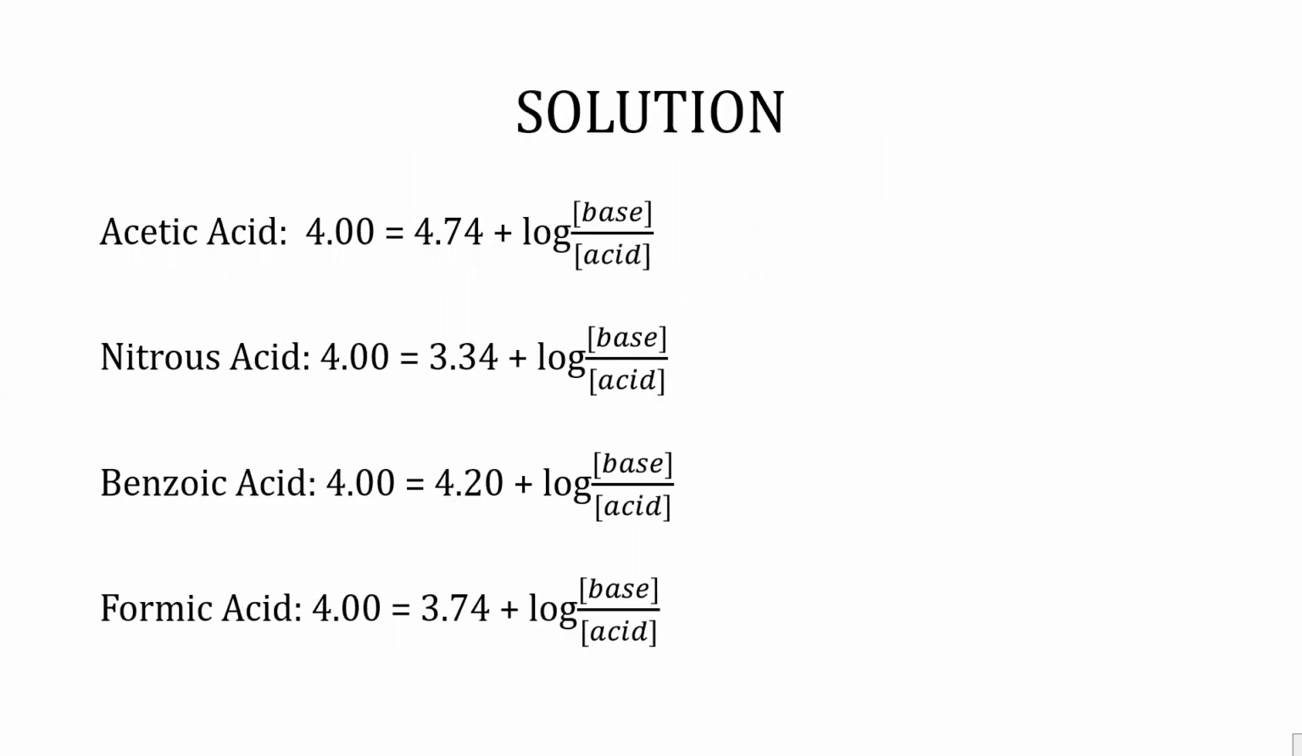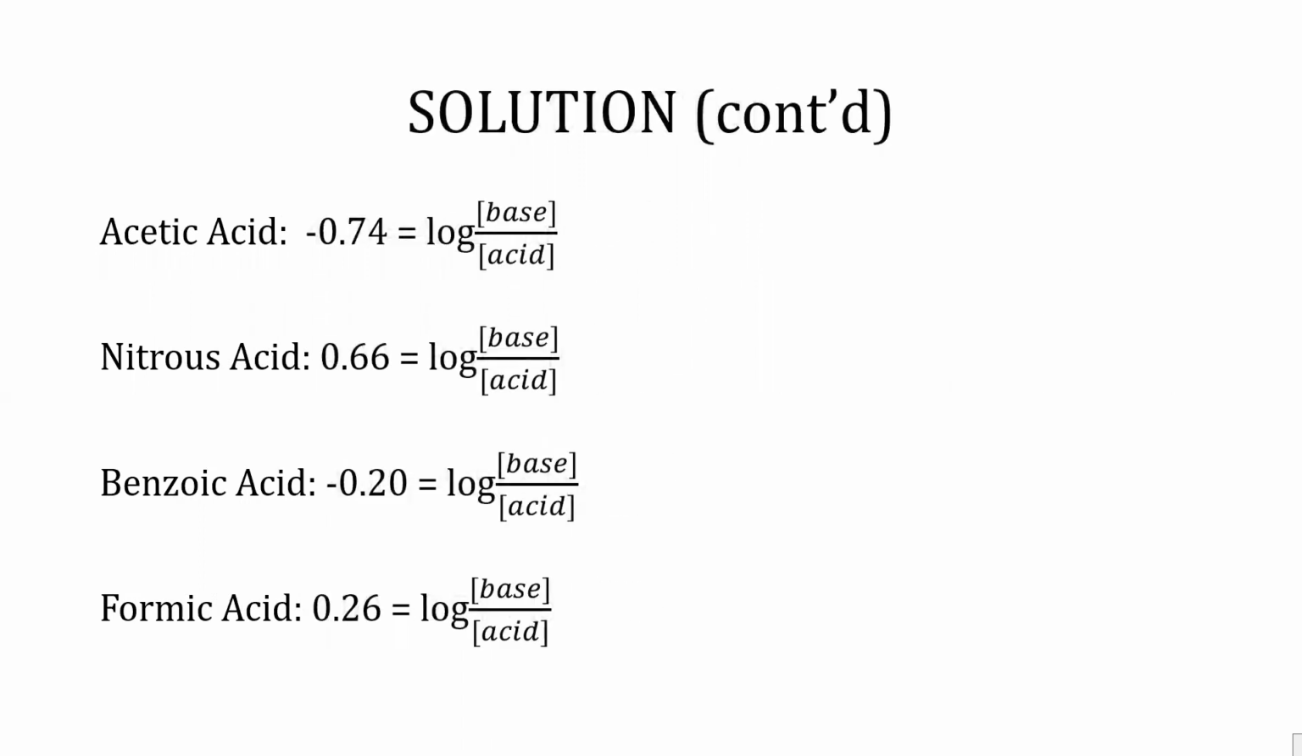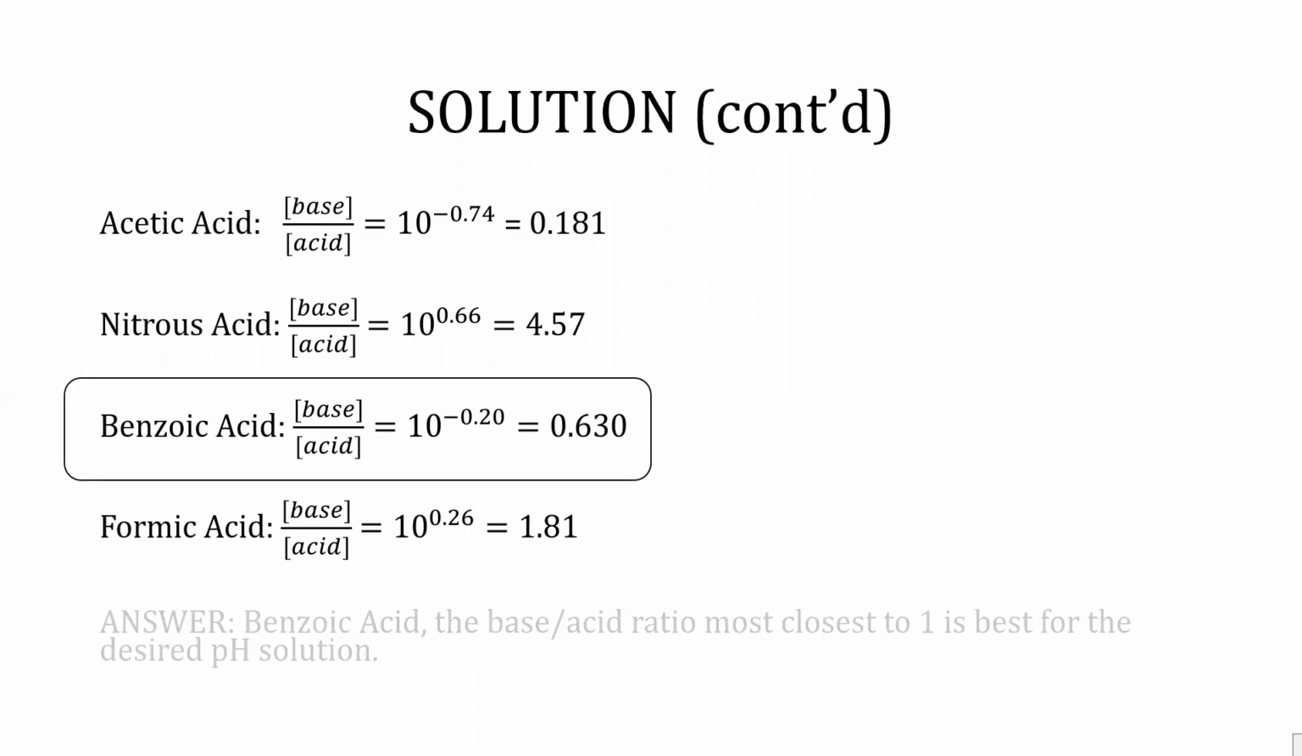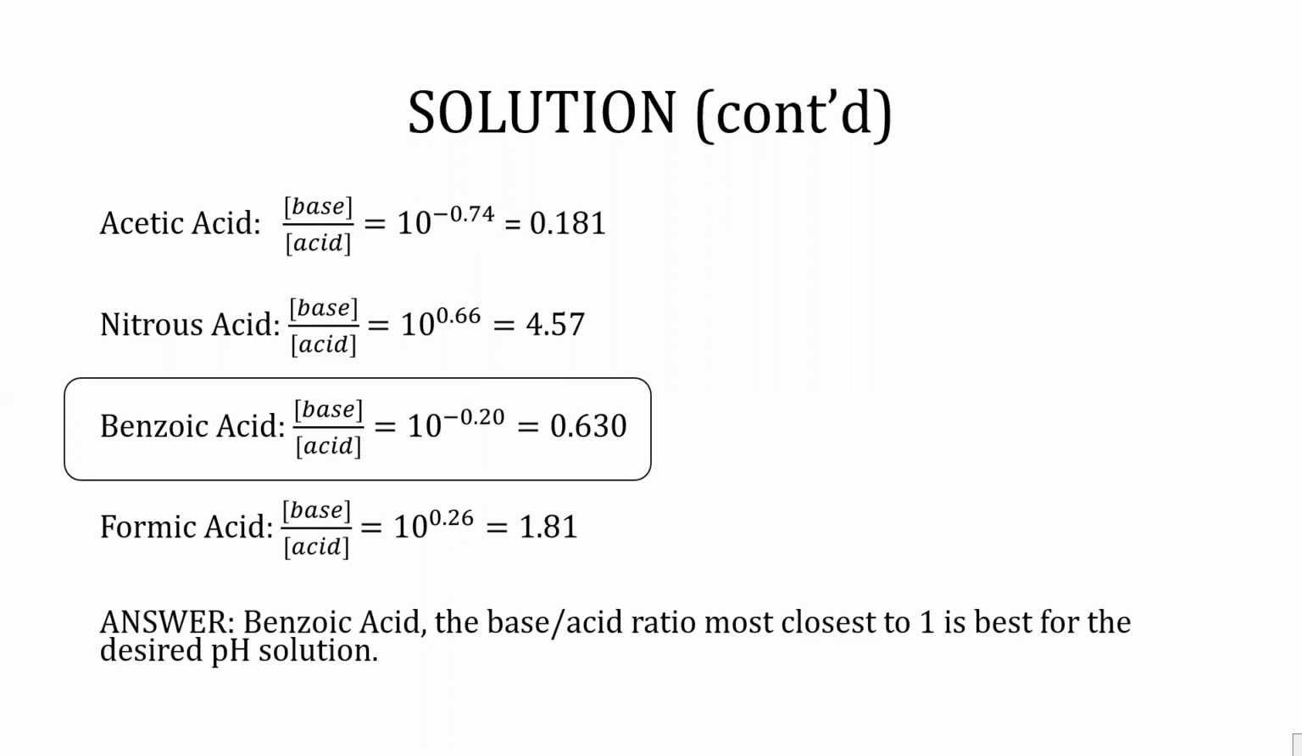Here are all four acids in use with the Henderson-Hasselbalch equation. Now, after subtracting pKa from pH, the final answer is benzoic acid and sodium benzoate, because the base to acid ratio is closest to 1 and is best for preparing the desired pH solution.